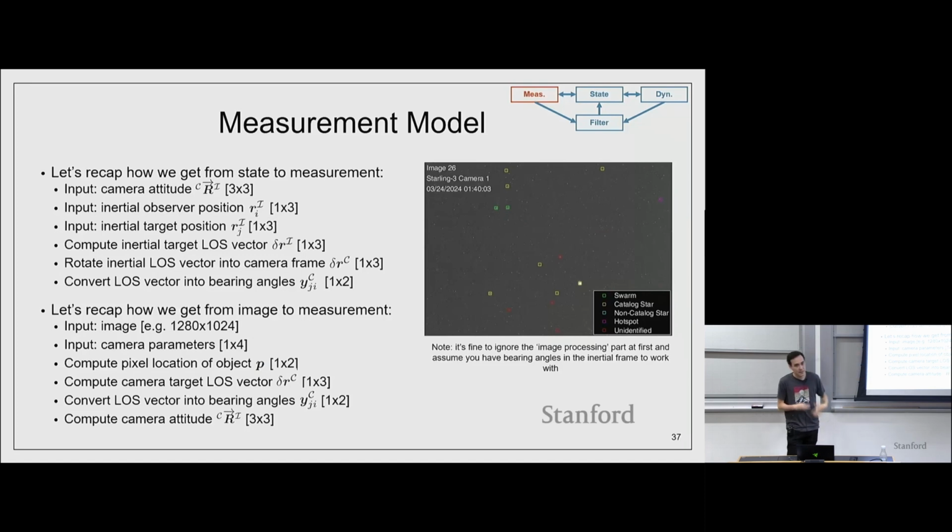Likewise, you need to know how to get from the image to the measurements we're using. So we have some kind of input array of pixels, depending on the parameters of your camera. You need to know some of those camera parameters from the previous slide, such as the focal lengths. And then it's pretty straightforward to compute the pixel location of an object, convert it to the line of sight vector, convert it to bearing angles, and compute the camera attitude. Noting that, if you wanted to implement this for a class project, you don't necessarily need to worry about this whole image layer. You can just start from assuming you've got unit vectors or bearing angles to your target in the inertial frame, and just work with those in a navigation filter. That's the most straightforward way to do this.